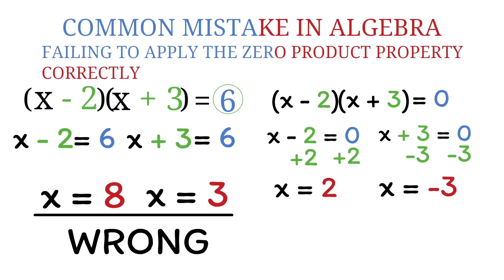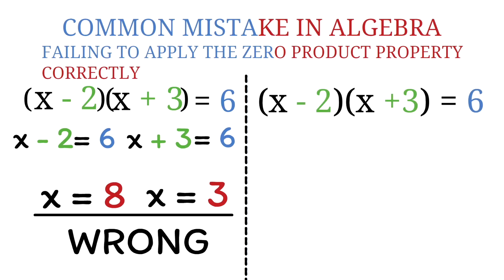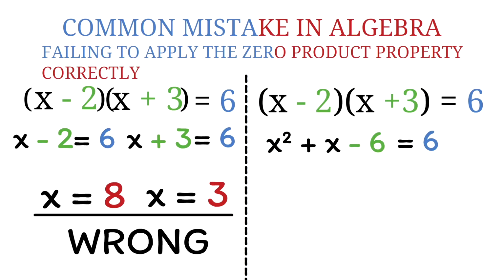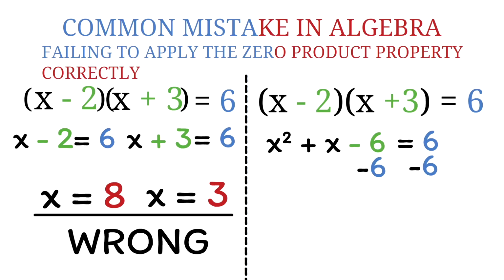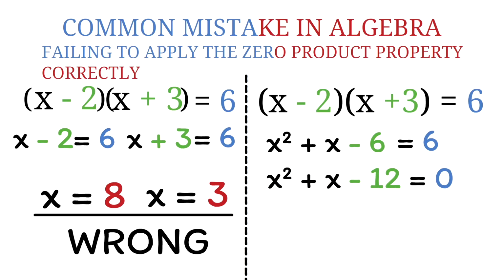The rule for applying the zero product property is that the equation must be written in factored form, and the entire expression must equal 0. So, to solve our equation, let's first expand the expression on our left side. This gives us x squared plus x minus 6 equals 6. Next, let's group all terms on the left side. So we add negative 6 to both sides. And this becomes x squared plus x minus 12 equals 0.